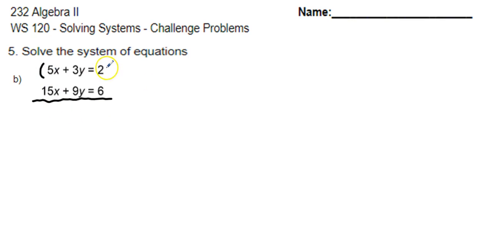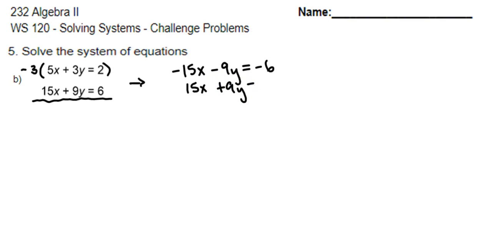I'm going to multiply this. Remember, I need the same number with opposite signs in front of the variable. So if you look at the x, I've got to multiply the top one by 3 to get the same number, but I also need opposite signs. So I'm going to multiply that by a negative 3. We're going to rewrite our equation so that we have negative 15x minus 9y equals a negative 6. And then we're just going to bring our second equation over. So that's 15x plus 9y equals positive 6.